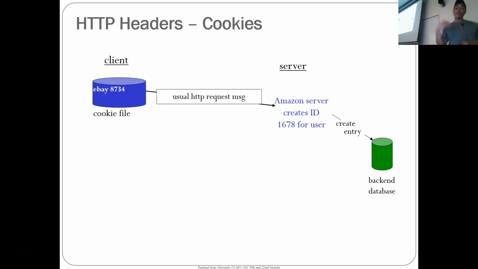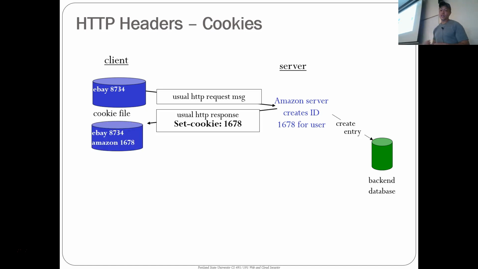And then when it makes a request, the server creates a random cookie, in this case 1678, associates it with that session, and stores it in the backend database. So for example, if this particular user has started to accumulate items in a shopping cart, that gets stored in the backend database, indexed by that random number, and then the server sends back the set cookie response header. And this 1678 is the unique random number that the client then stores.